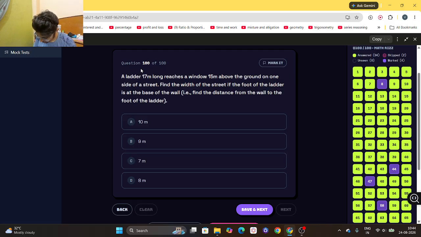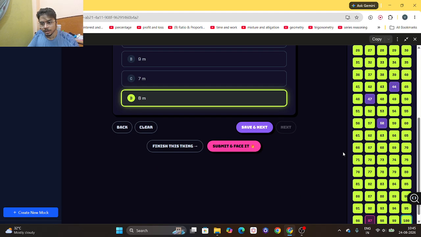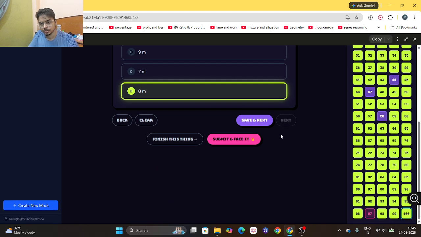Ladder is 17 meters. It reaches a height of 15 meters. Find the width of the street if the foot of the ladder is at the base of the wall. That is the distance from the wall to the foot of the ladder. 17 squared is 289 minus 225, that is 64, so the answer is 8. That's it.